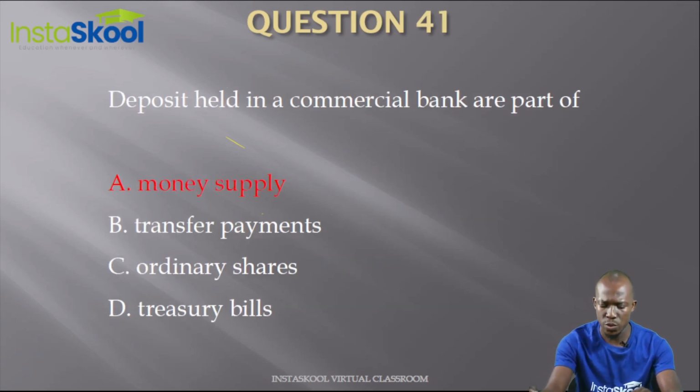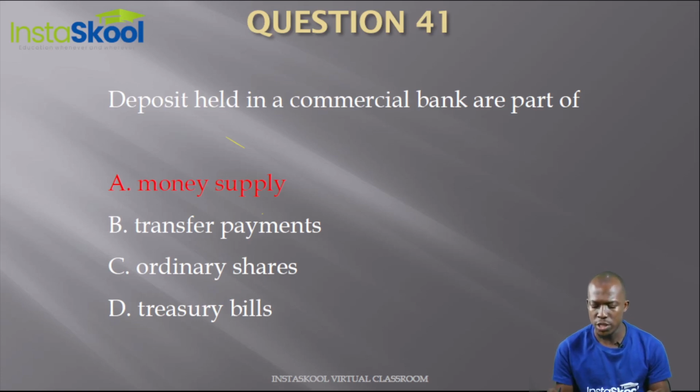Question number 41. Deposits held in a commercial bank are part of dash. The money supply, transfer payments, ordinary shares, or treasury bills. This should be quite easy. Money in bank is clearly not treasury bills, because treasury bills are financial instruments. But deposits in bank is actual cash.